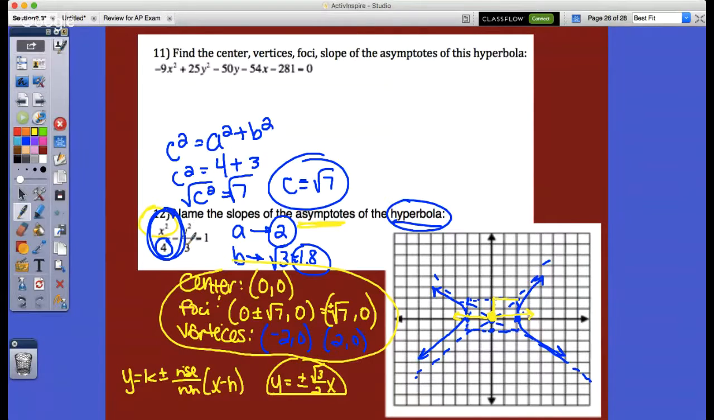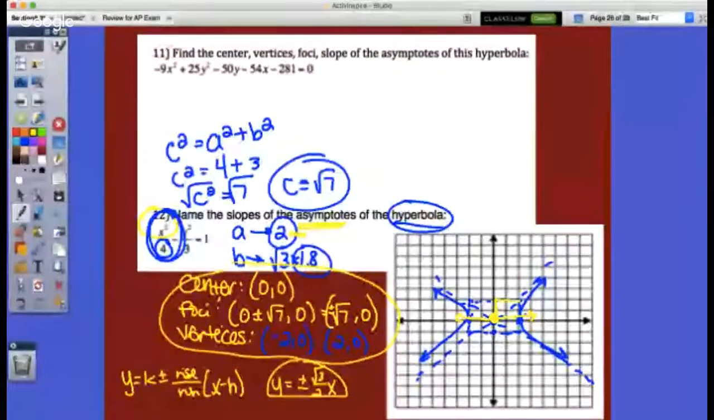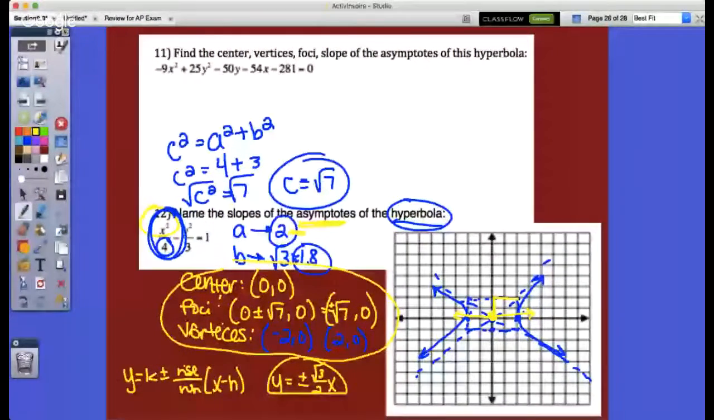But when I take the square root of 3, I get, let's say, square root of 3, and again, I could be off a little bit, whatever that decimal is. But I'm going to go up square root of 3 as well as down square root of 3 from my center. So that's why I go up 1.8, not 2. 2 is what I go left and right with. 1.8 is what I go up and down with. I hope that makes sense to you.